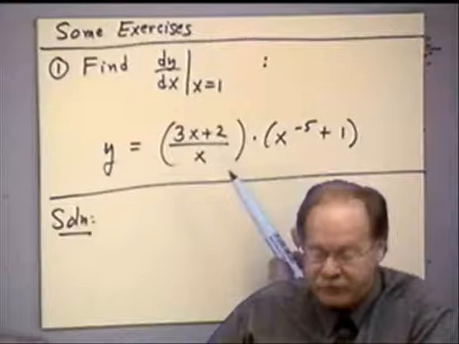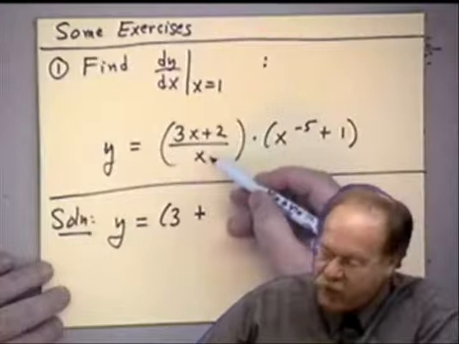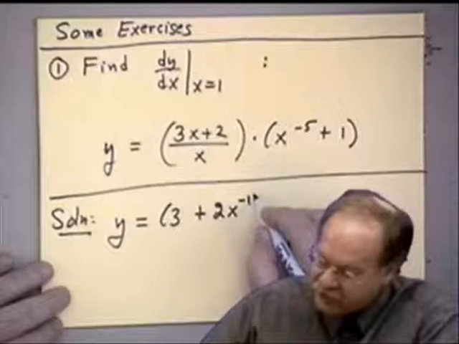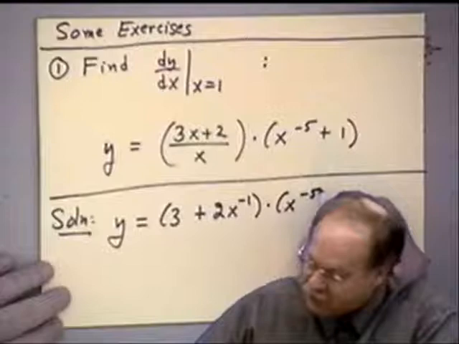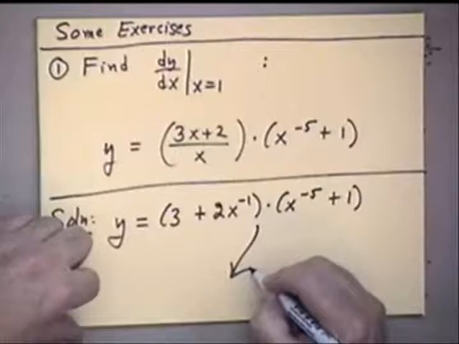I'll rewrite this as y equals, let's see, 3x over x would give me just 3, that's helpful, plus, well, 2 over x doesn't simplify nicely, but I can rewrite it as 2 times x to the minus 1, and I know how to do powers, so that's easy. The second part, there's nothing to do, I'll just leave that alone. And now I'm ready to look at this as an application of the product rule, possibly followed by other rules for the inner parts. So let's go ahead and look at that.